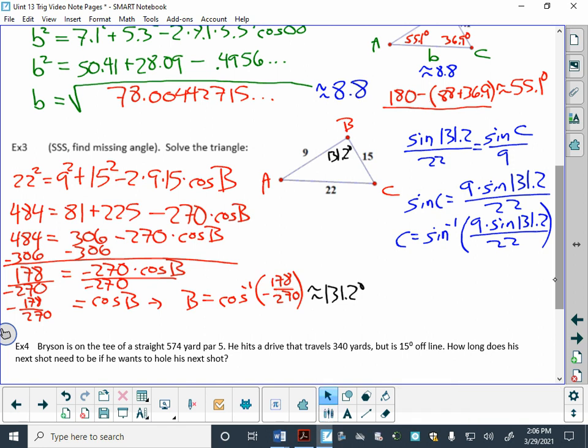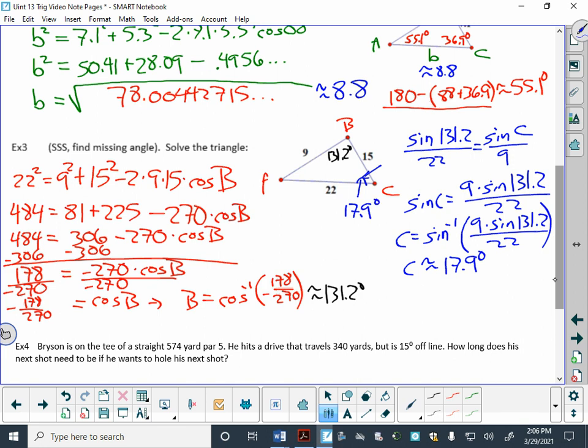And I'll type that into my calculator just like that. So second sine 9 times sine 131.2 divided by 22, close the parentheses on that, and I get 17.9 degrees. Okay, smallest angle in the triangle, it's actually this one, not drawn to scale here. So that is, I'll write it down here, 17.9 degrees.